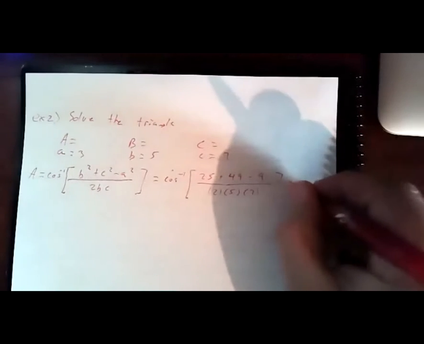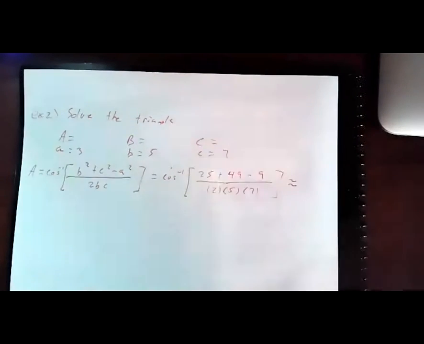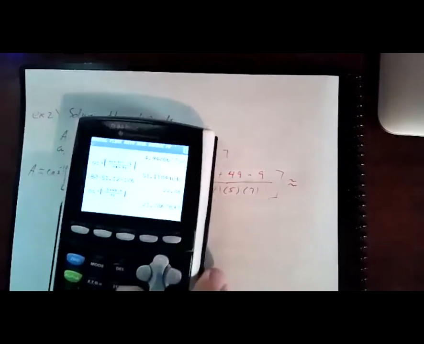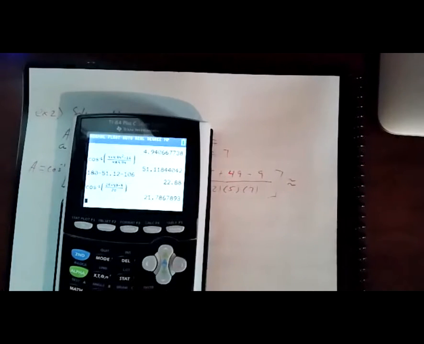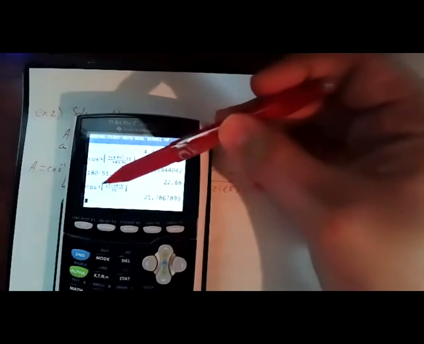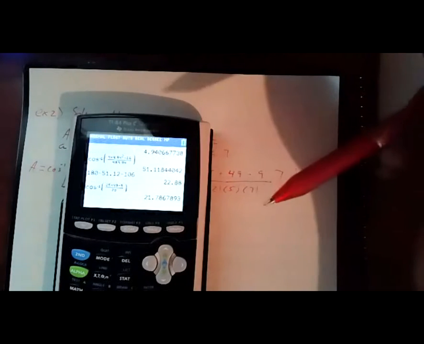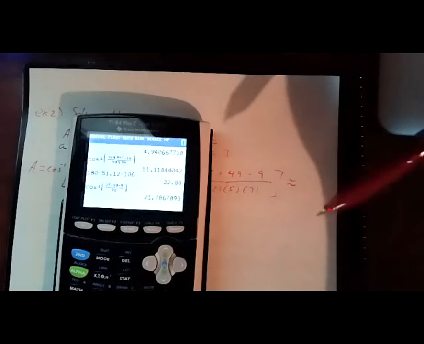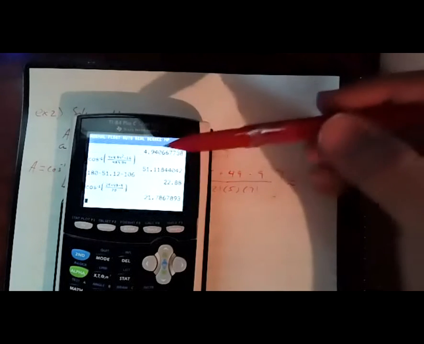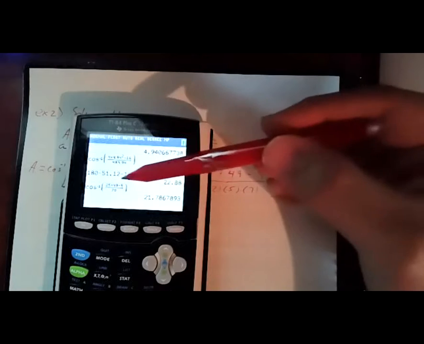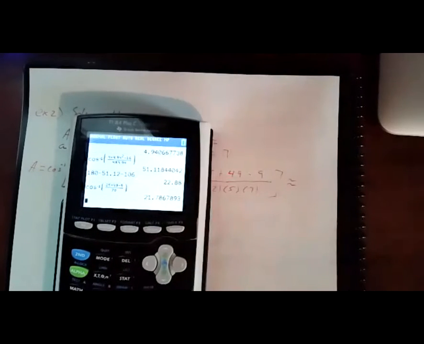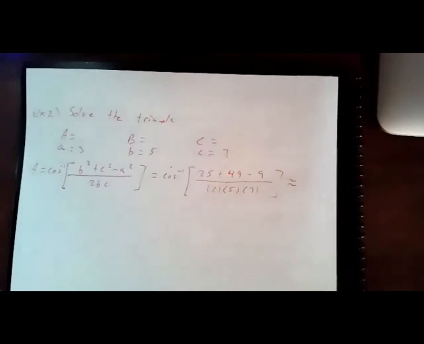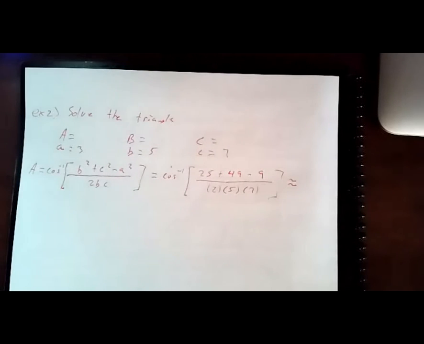Are we supposed to plug that whole thing in the calculator? Yeah, you'd plug it in just like this. Can you see? 21.79. Yeah. So cosine inverse, and then you plug in all the numbers. If you don't have the fancy fraction thing, you just put parentheses on the top, divide, parentheses on the bottom.